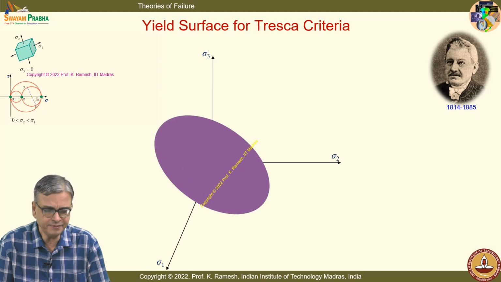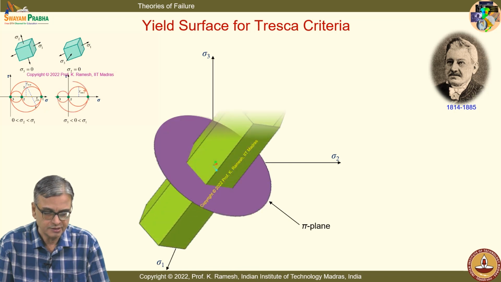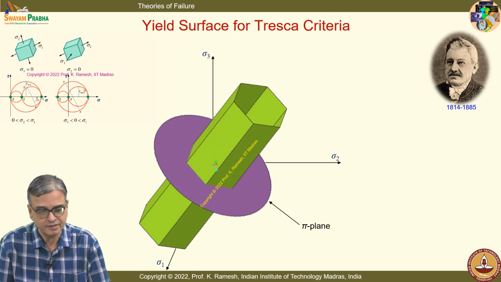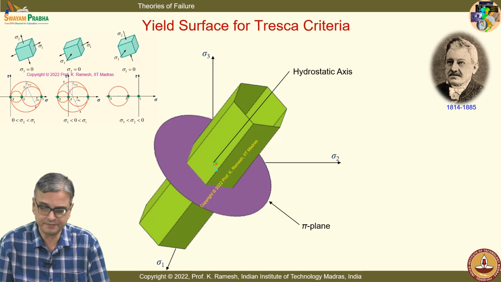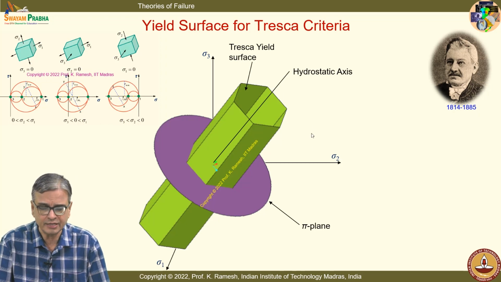and I have the pi plane, and if you look at the yield surface for Tresca, this is a hexagon, very nice appearance of the failure envelope. So, this is called the hydrostatic axis, and if you have the stress state within this envelope, you will not have yielding take place, okay, which can be easily understood if I do it on a two-dimensional representation.